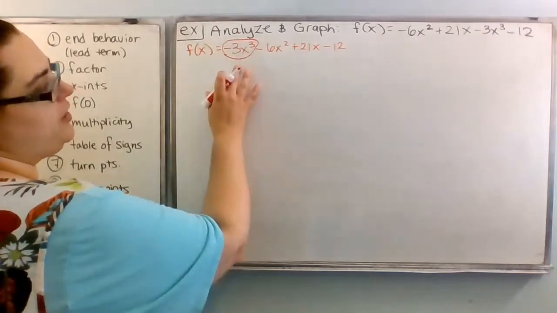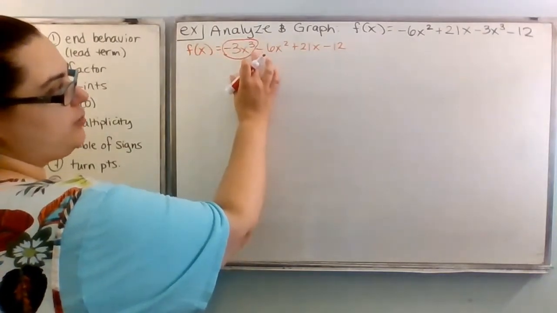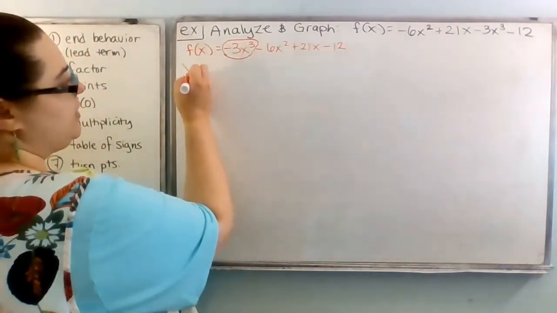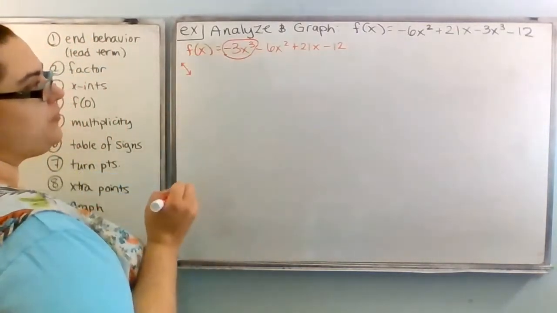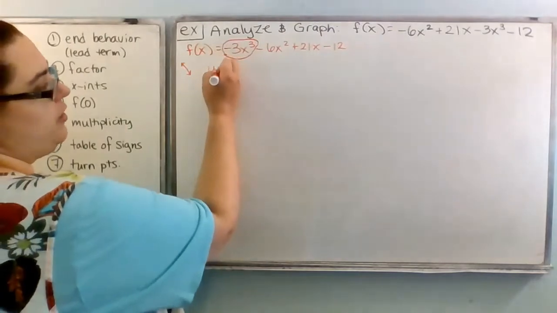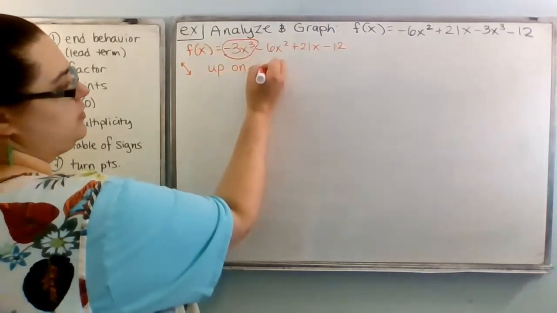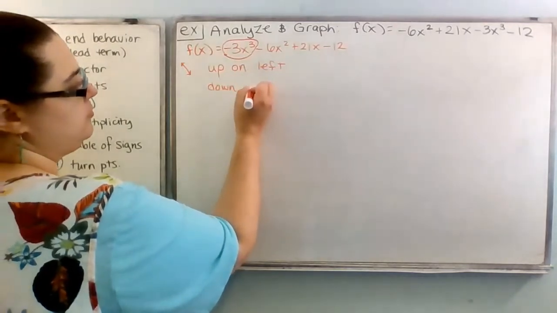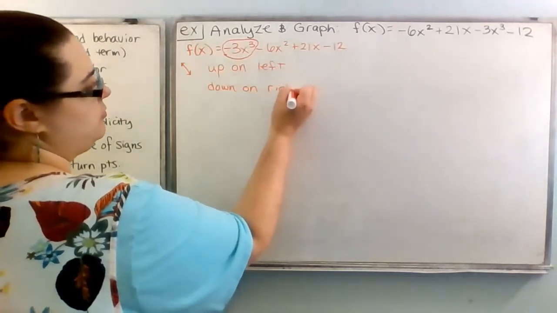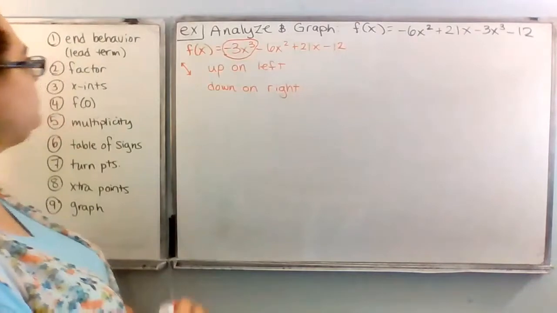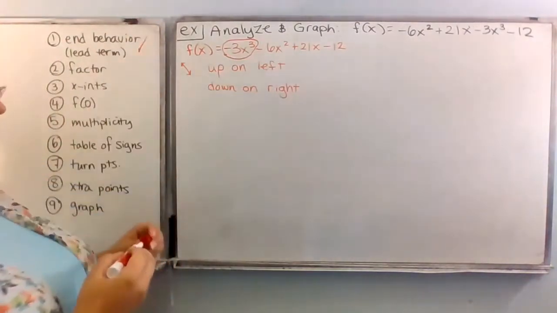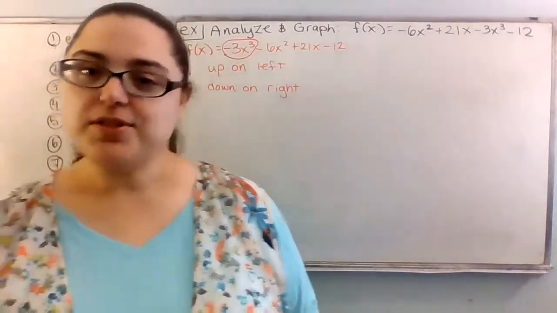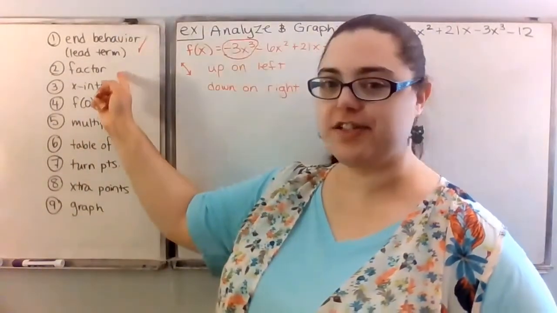So since the power is odd, I'm going to think of negative 3x. Negative 3x kind of does something like this. So this means it's going to go up on the left and down on the right. Step one, done. All right, for step two, we need to factor this thing.